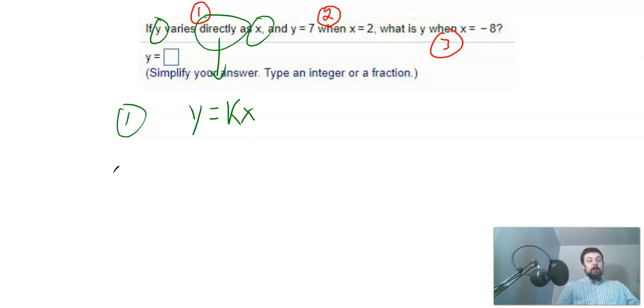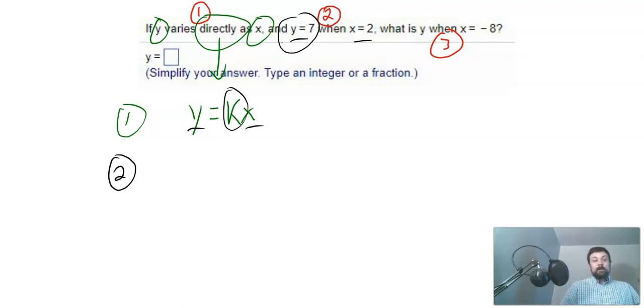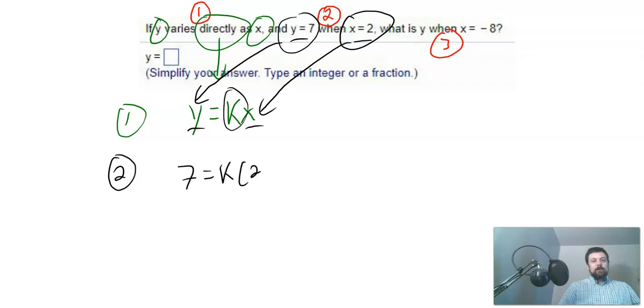Level 2 is to find k given this information. The only way to find k is to know what x and y are equal to simultaneously. And that's exactly what they've given us here. y is 7 when x is 2. So I know x and y simultaneously. I can plug those numbers in for those variables, and then I can solve for k. So I'm going to plug in 7 for y, and 2 for x. And so I get 7 equals k times 2, and now I can solve for k.